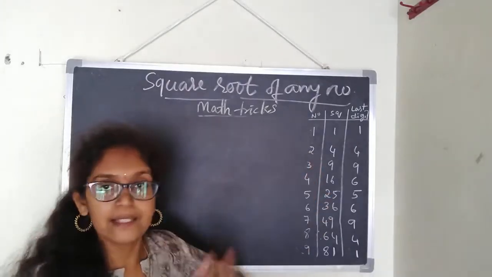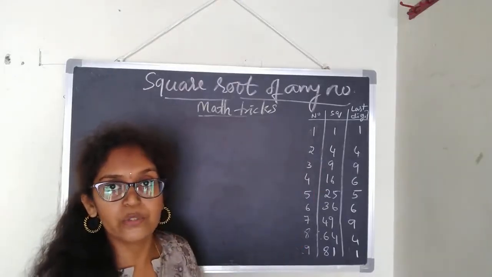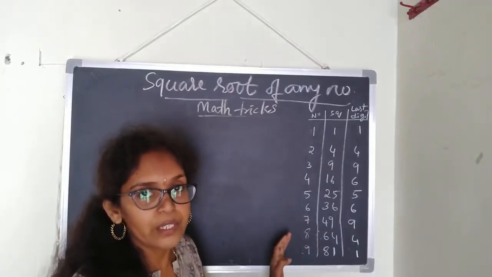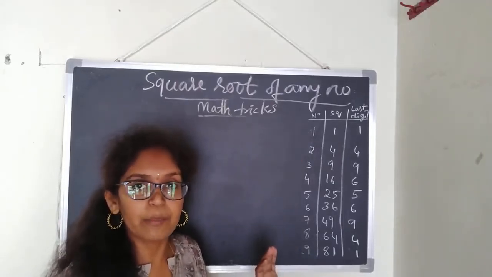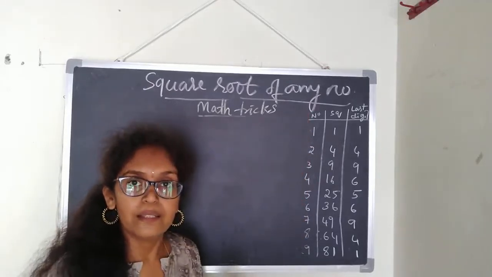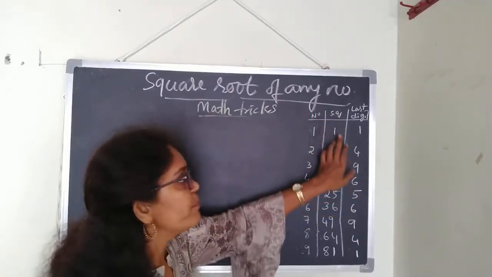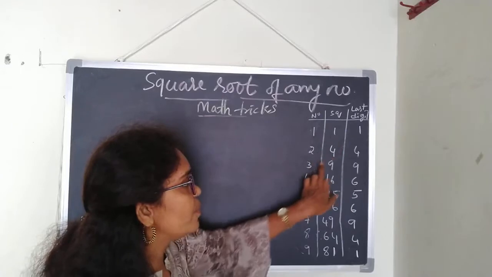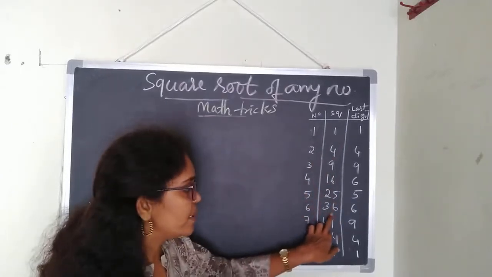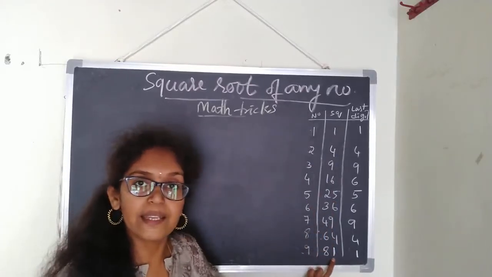So this table has 3 columns. The first column has the numbers, 1 to 9, single digits. Depending upon the size of the number, we can extend it, no problem. Here I have taken 1 to 9, and the square numbers in the second column. So 1 square is 1, 2 square is 4, 3 square is 9, 4 square is 16, 5 square 25, 6 square 36, 7 square 49, 8 square 64, 9 square is 81.